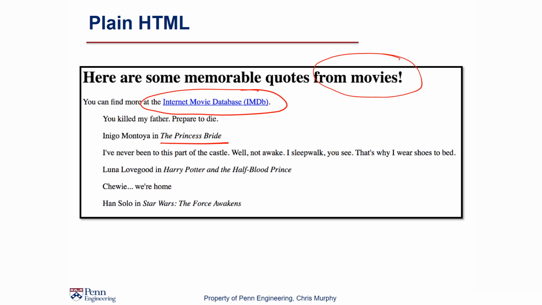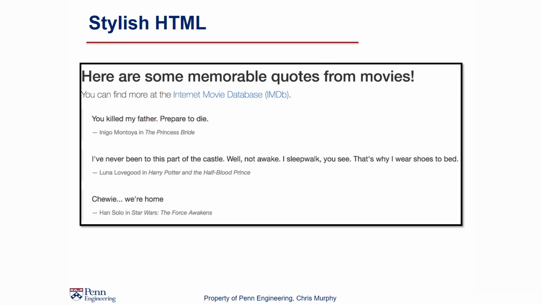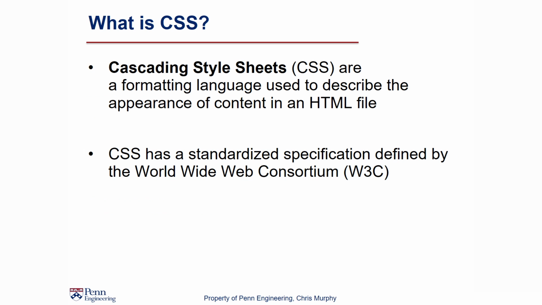Previously, we saw how to make text italicized, but other than that, everything is just the default appearance. Here's what we could refer to as stylish or stylized HTML. Here we're able to specify different font sizes. Things are bold, things are indented differently. And we're going to see how we can accomplish something like this using what's known as CSS.